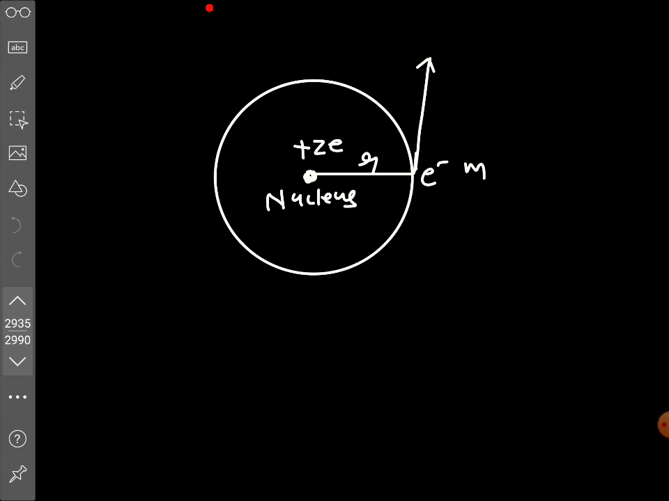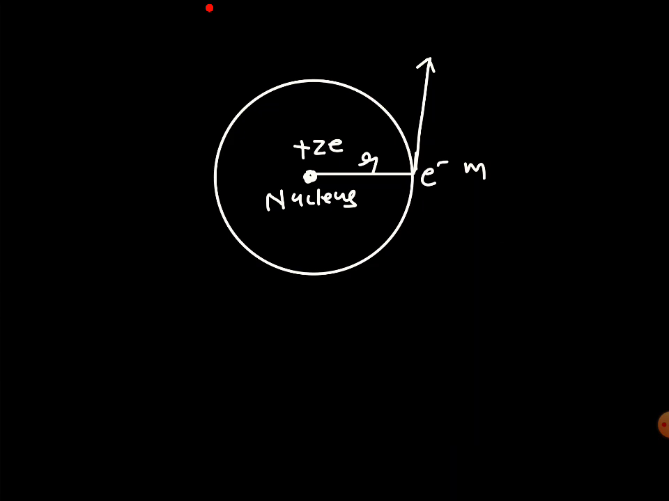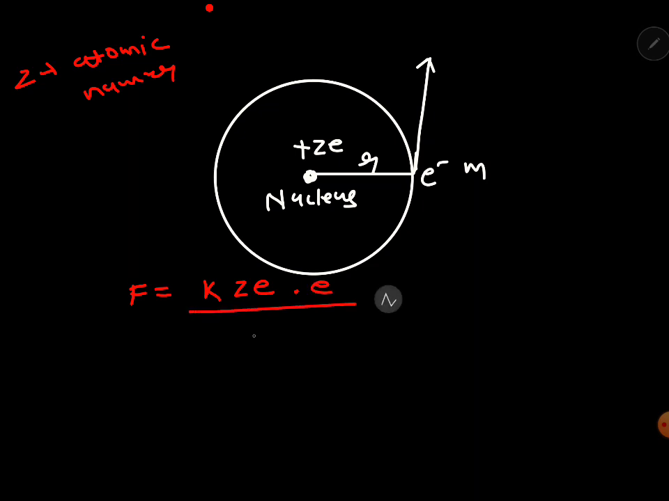We know that the electrons are revolving around the nucleus. The nucleus contains positive charge and the electron has negative charge, so obviously there is some electrostatic force. According to Coulomb's law, that electrostatic force will be K times the charge on the nucleus, which is Ze, where Z is the atomic number, which tells how many protons are in the nucleus, times the charge on the electron, e, upon their distance r.